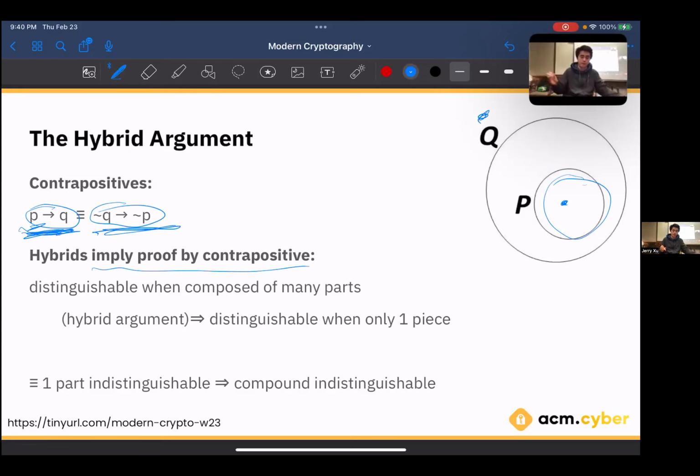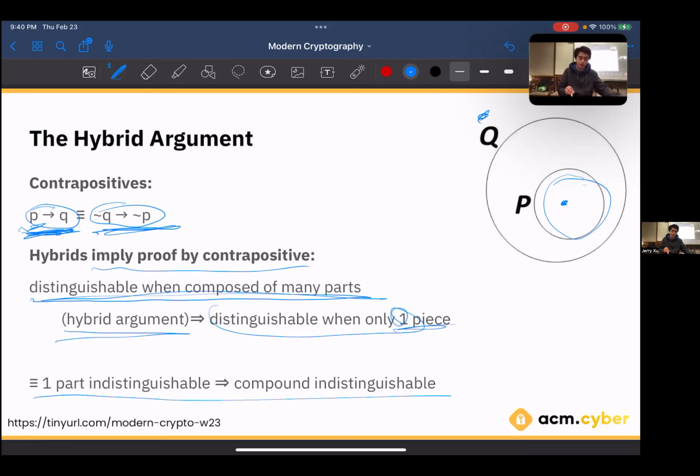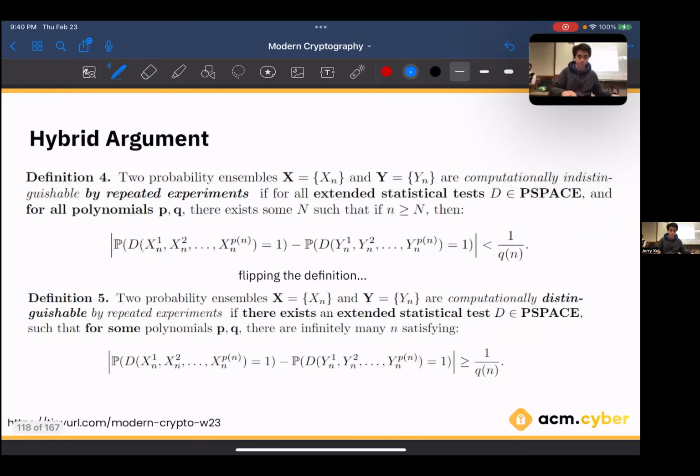And the idea is you're going to go from something that's distinguishable when composed of many parts and use the hybrid argument to prove that it's distinguishable when it's only composed of one piece. That's going to be equivalent to saying that being able to tell these single pieces apart is equivalent to telling apart the whole compound. All right, so let me try to speed through this. We're just going to really quickly flip the definition from computationally indistinguishable to computationally distinguishable, right? And that's going to allow us to start our proof by contrapositive.